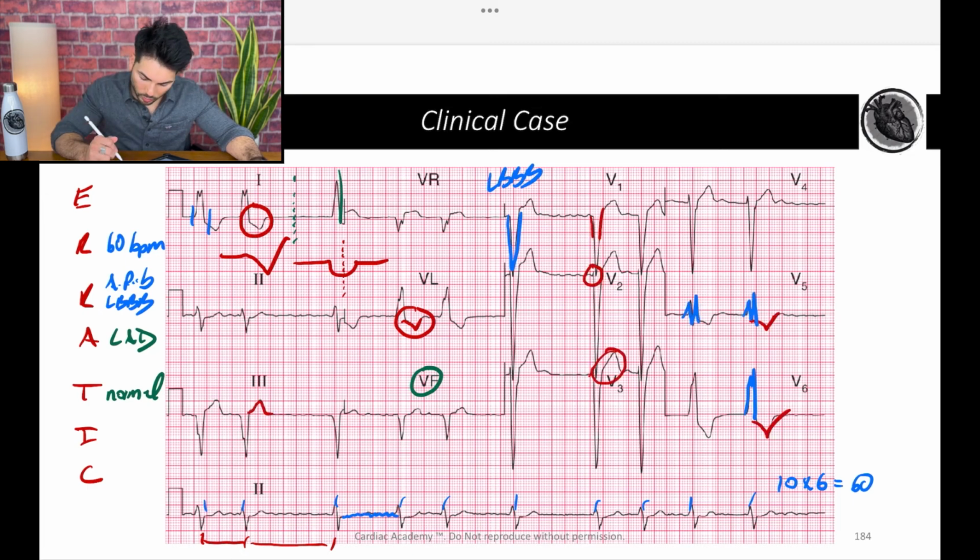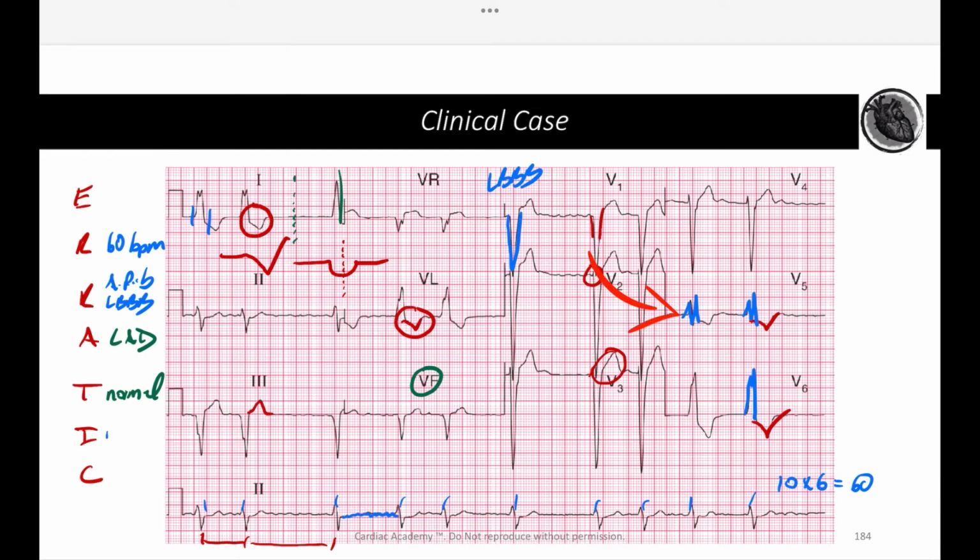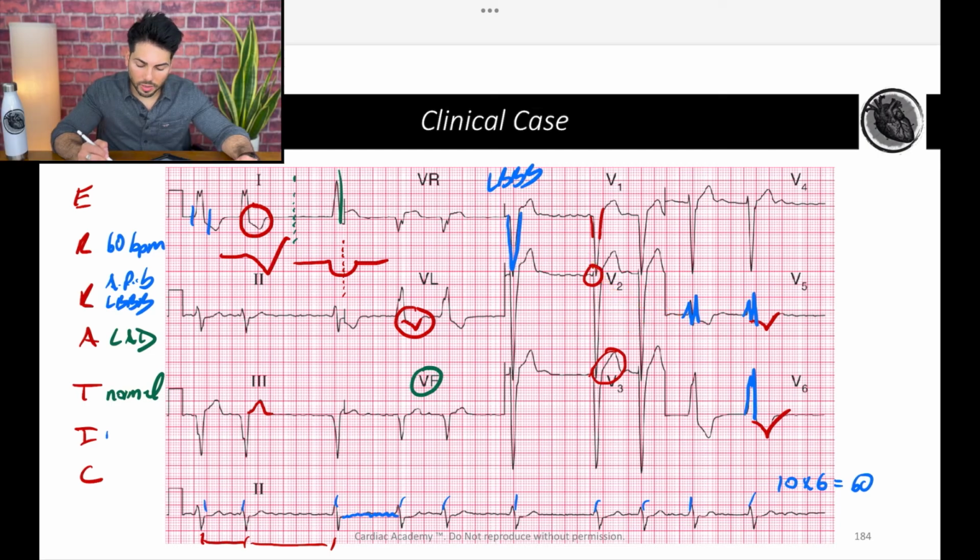All right, one thing to keep in mind, don't let yourself be fooled by this. This looks like a right bundle branch block morphology. Look at V1, okay? That's where it matters. Even if you see that morphology on the other leads, like in this case in V5, it doesn't matter. This is still a left bundle branch block, okay? All right, so for ischemic changes, we actually have none.